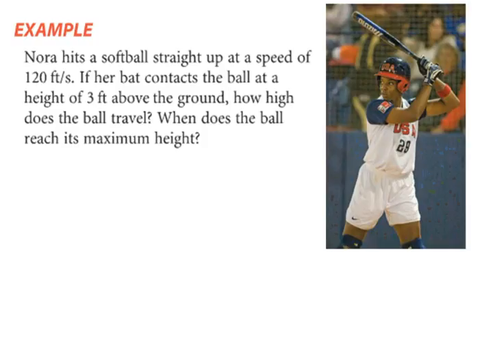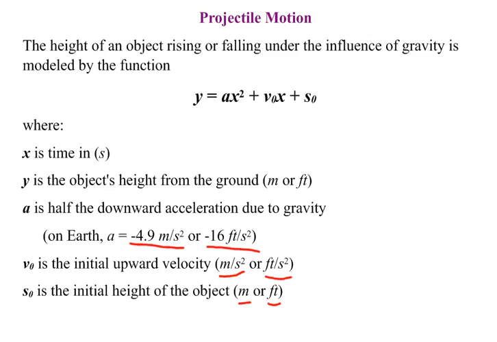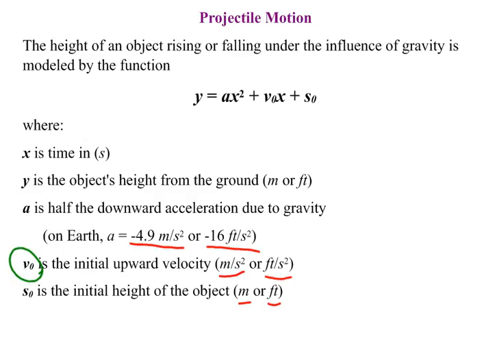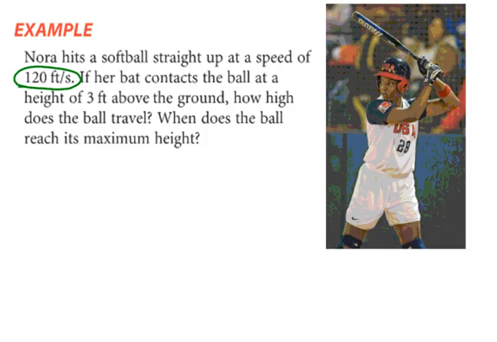Alright, so some of the key pieces of information here. The ball leaves her bat at a speed of 120 feet per second. So first of all, that's going to be our initial velocity, our v sub 0. And notice that in the problem, they're giving us the units feet per second. So that's also going to tell us the value that we're going to use for A is going to be negative 16 feet per second squared.